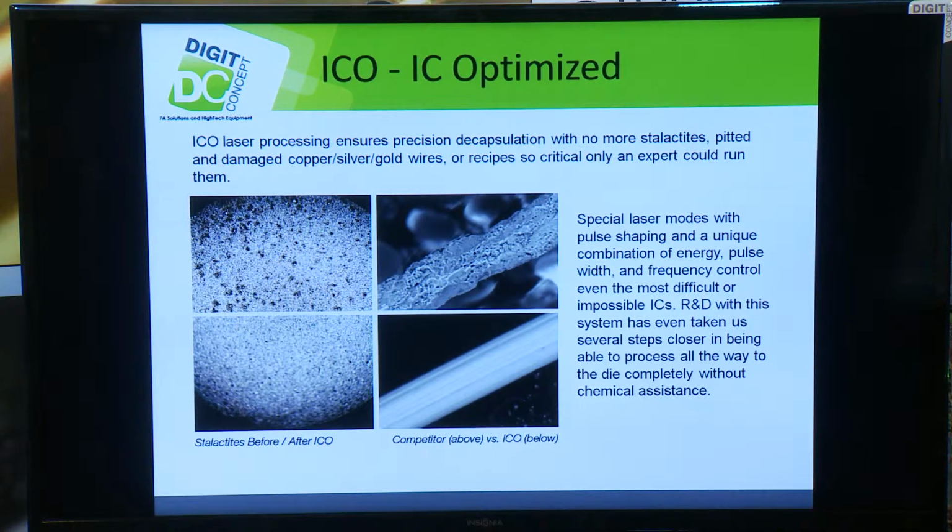On the bottom is with ICO. Due to optimization of the parameters with our special waveforms, we've been able to evenly remove all the molding compound. And on the right-hand side, again on the top, we can see the type of damage a laser can do to the wires if the parameters have not been optimized. On the bottom, we see with the ICO.